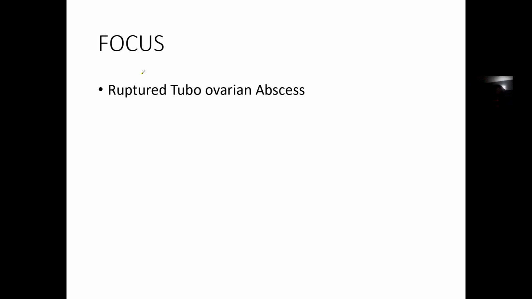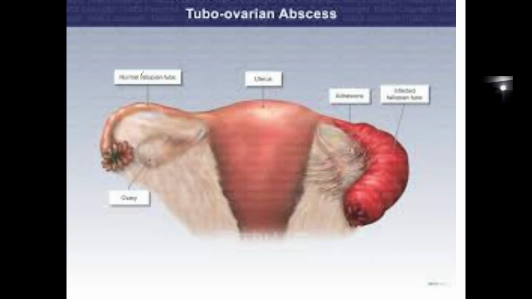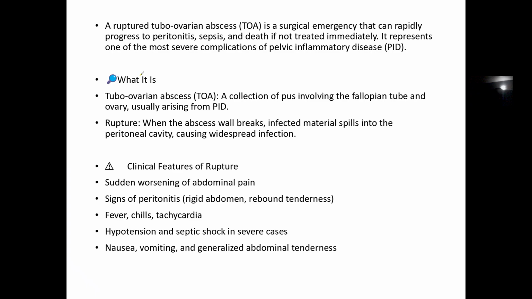So when it is ruptured, that means what? The pus breaks open and spills into the abdomen, okay? Spills into the pelvis. Do you understand? A whole lot of complications could result. So it's a surgical emergency and it can rapidly progress towards an inflamed peritoneum, that's peritonitis. The bacteria could get into your bloodstream, causing sepsis, and sometimes could even result in death if not treated immediately. So what is a tubo-ovarian abscess?